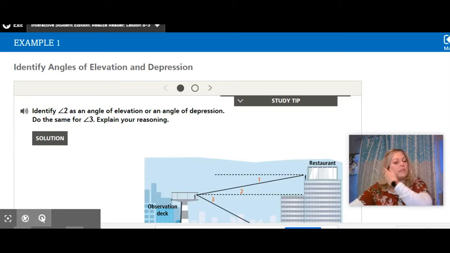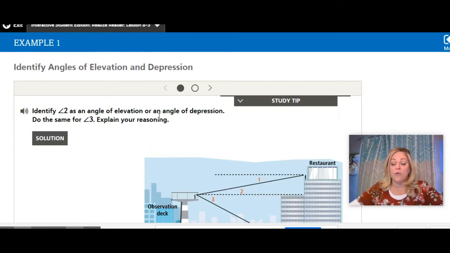If you look at this problem, it says identify angle 2 as an angle of elevation or an angle of depression. So you need to figure out where the person is. Here's the person, angle 2. Are they looking upward or downward? If I was talking about the person up here, angle 1 would be different because this person is actually looking downward, where at angle 2, this person's looking upward. So angle 2 is definitely an angle of elevation, but angle 1 would be depression.